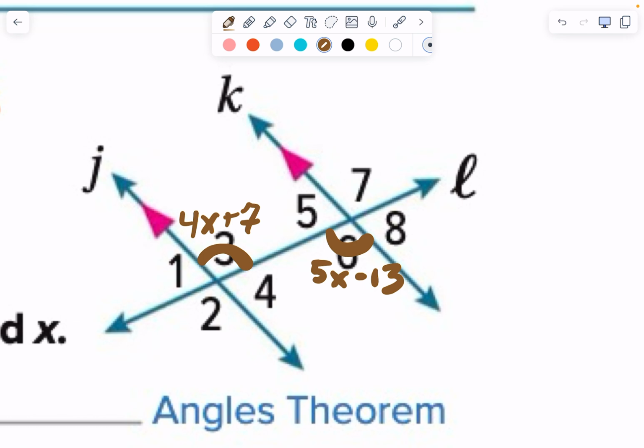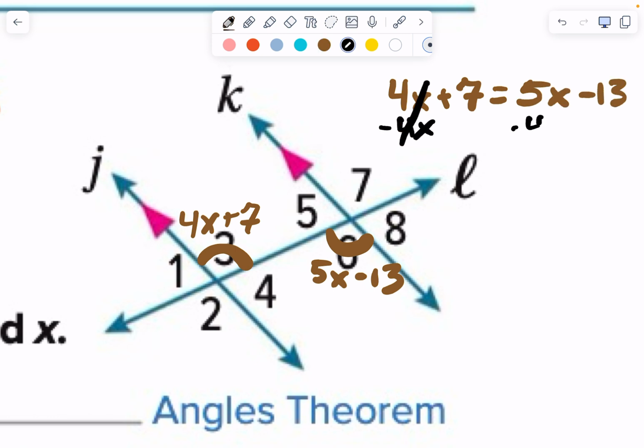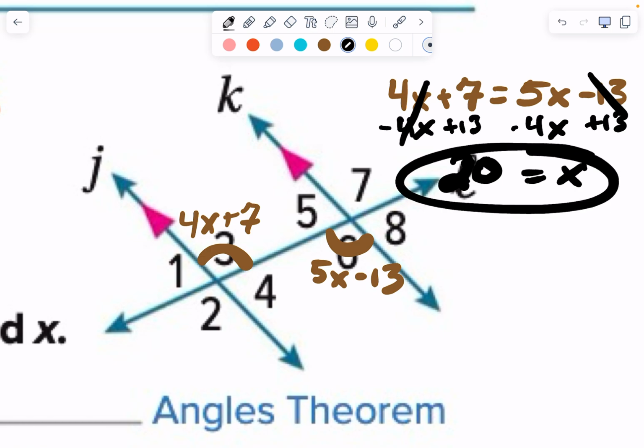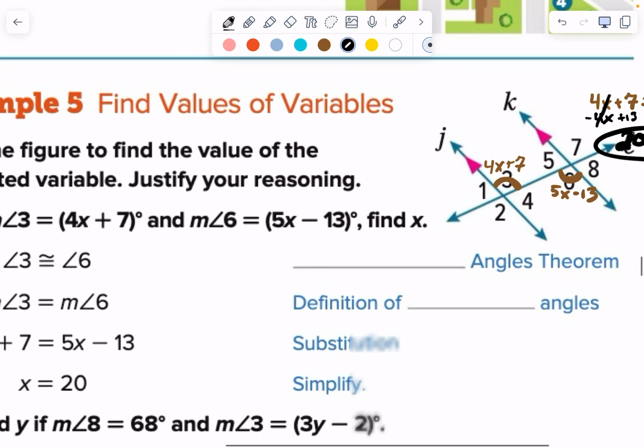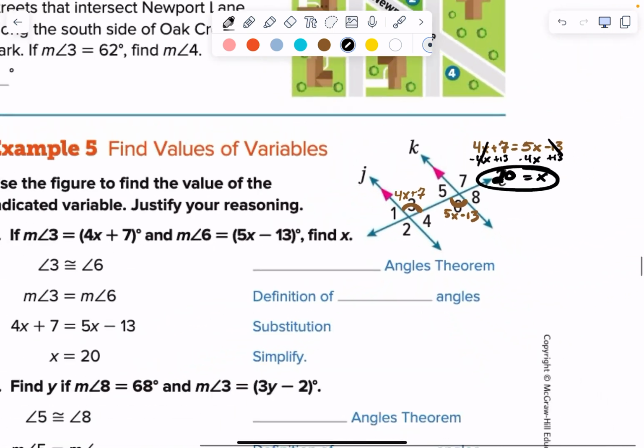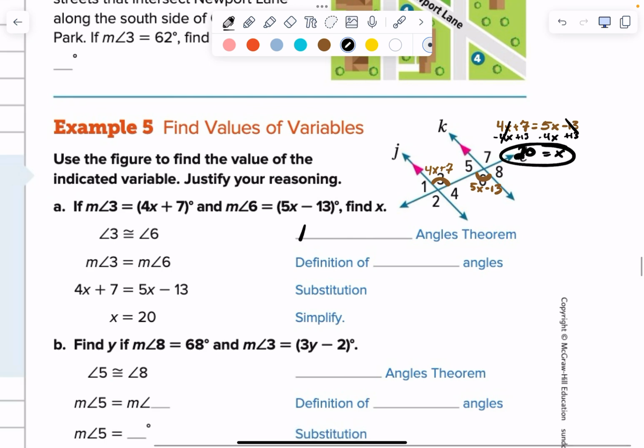So, what do? 4x plus 7 equals 5x minus 13. All right, I'm going to subtract 4x, and I'm going to add the 13. 7 plus 13 is 20. Ooh, 20 equals x. X is 20. Do I have to plug back in? Find x. That's it. Okay, and we used alternate interior angles theorem. Okay, good. X is 20.